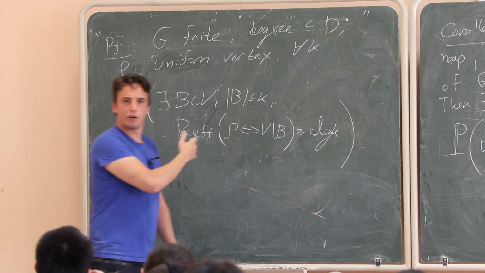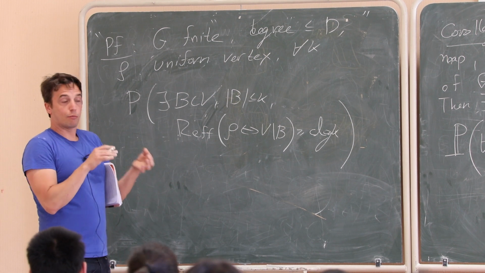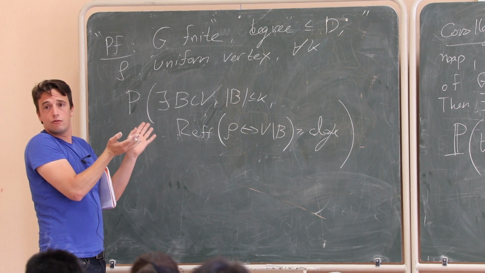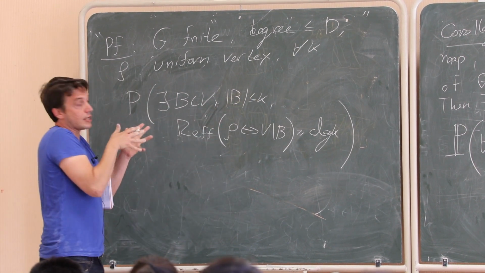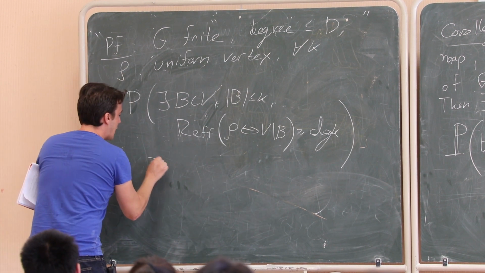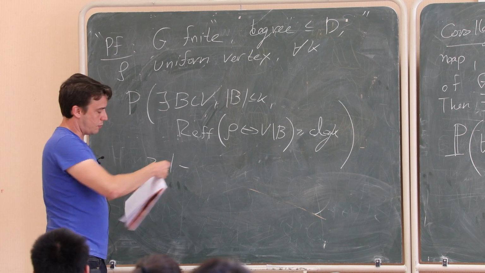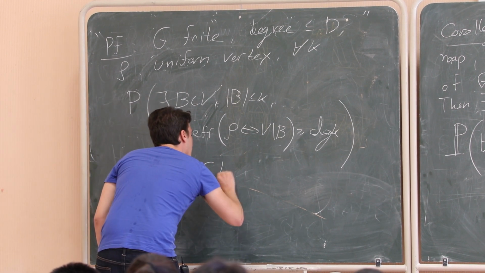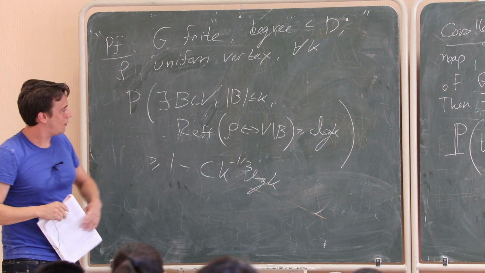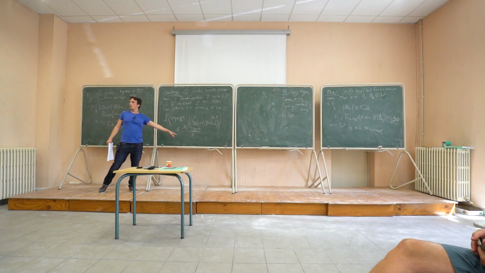right? So this is now the good event. I'm choosing a random point, and the probability that from the vicinity of this point I can chop a little set B that is not too large, at least linear in k, such that the resistance between rho and the outside is large, is at least 1 minus something that should be small. What do we get? We get k to the minus 1/3 log of k. The only reason we get this is because we're going to choose R and S now in the corollary.